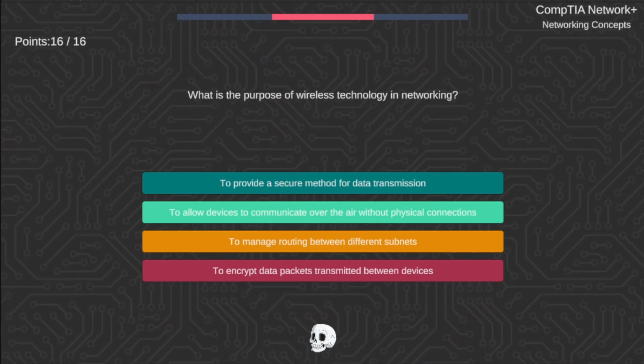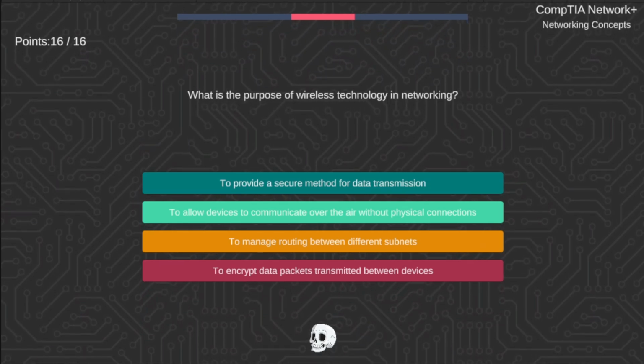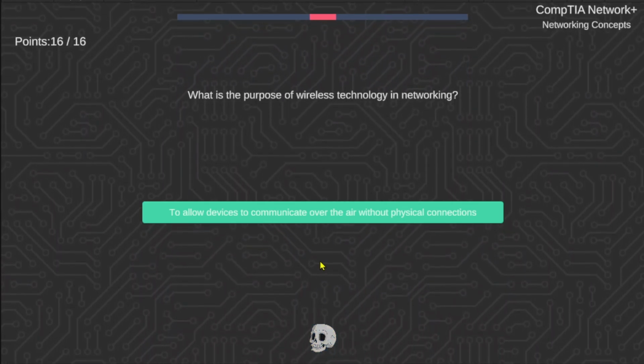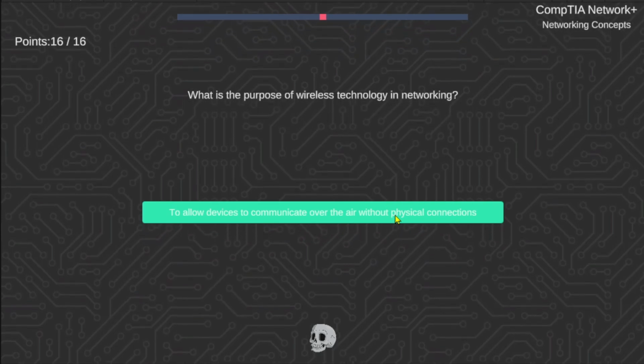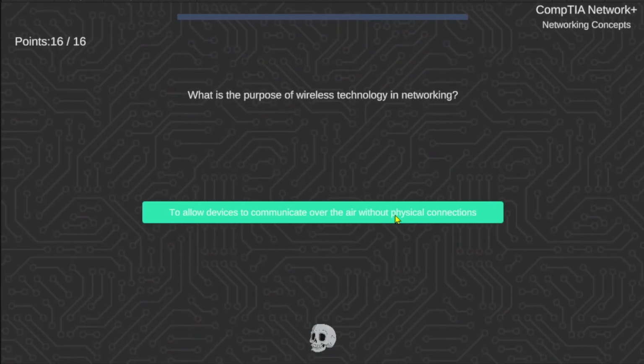The purpose of wireless technology. What a challenging question. Correct answer is to allow devices to communicate over the air without physical connections. It's a really challenging one, guys. I know. It was a struggle for all of us.